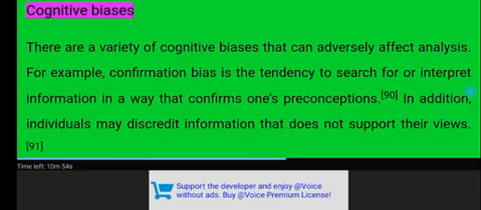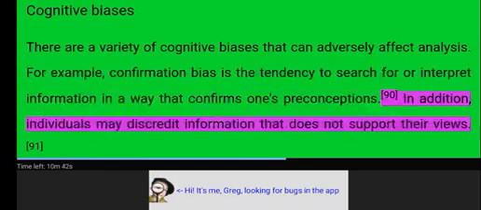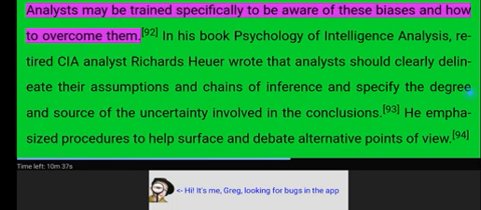Cognitive biases. There are a variety of cognitive biases that can adversely affect analysis. For example, confirmation bias is the tendency to search for or interpret information in a way that confirms one's preconceptions. In addition, individuals may discredit information that does not support their views. Analysts may be trained specifically to be aware of these biases and how to overcome them.